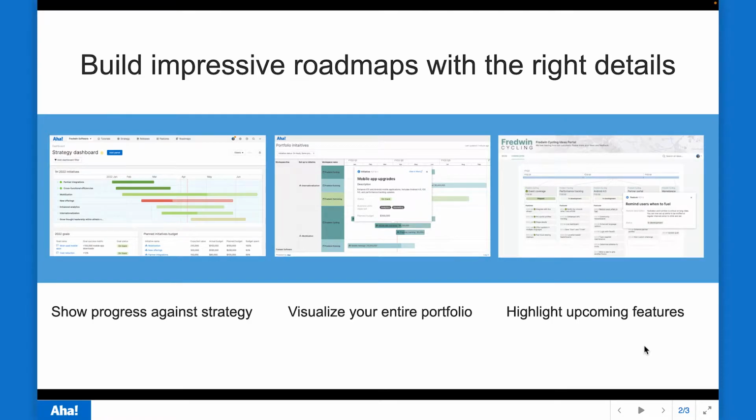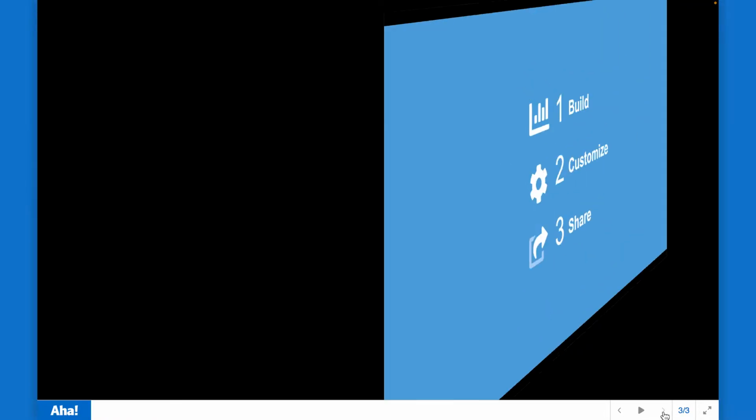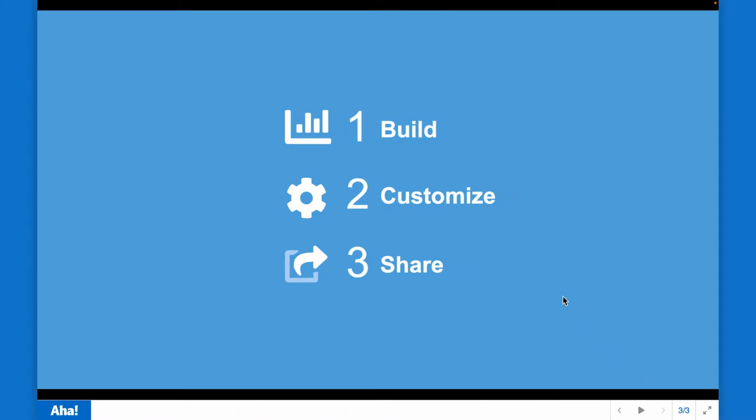And for each of these 3 roadmaps we build today, we're going to follow these 3 steps: build, customize, and share. So for build, I'll show you how to build the right roadmap for your intended audience. For customize, I'll show you how to make your roadmap visually appealing and tell a really clear story. And for share, I'll explain our different sharing options and how you can make sure that you're including the right details when you share your view.